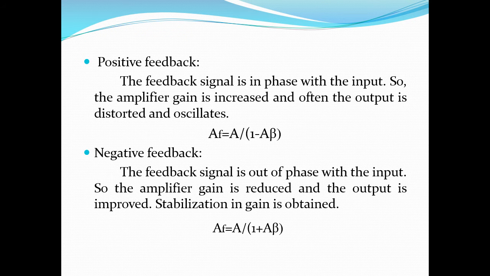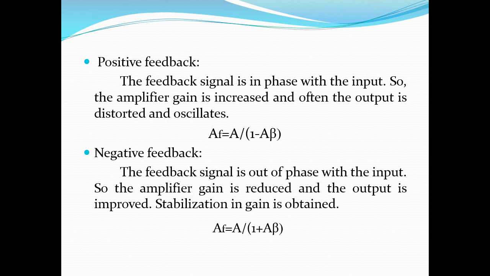Positive feedback. If the feedback signal is in phase with the input, it is called positive feedback, so that the amplifier gain is increased and often the output is distorted and the circuit starts to oscillate. The gain of the positive feedback is given by AF equals A by 1 minus A beta, where A is the gain of the amplifier, beta is the feedback ratio, and AF is the gain with feedback.